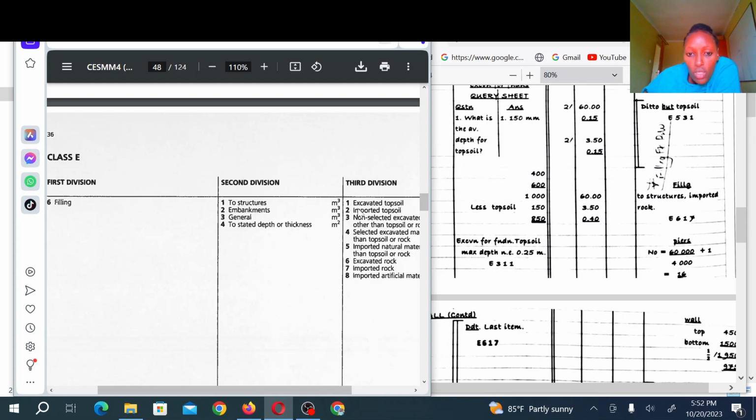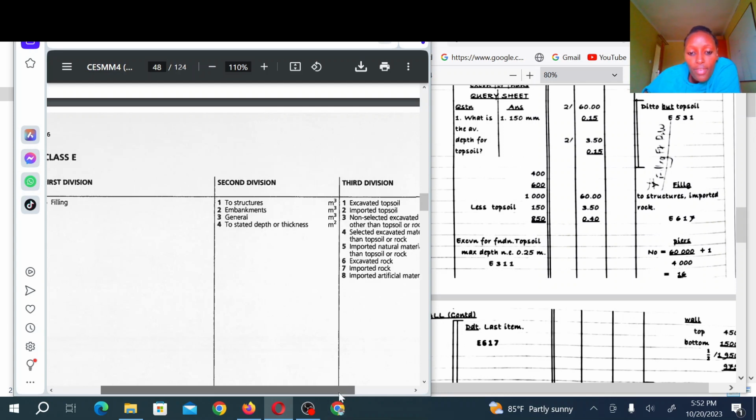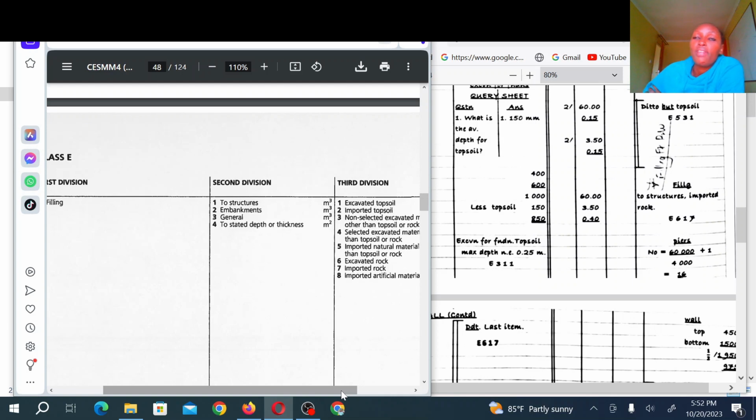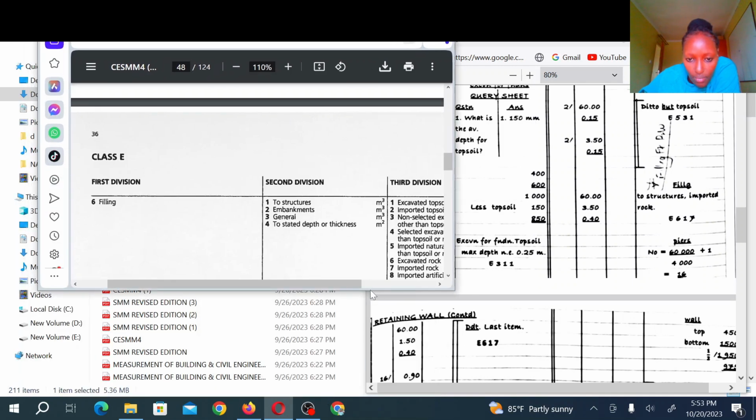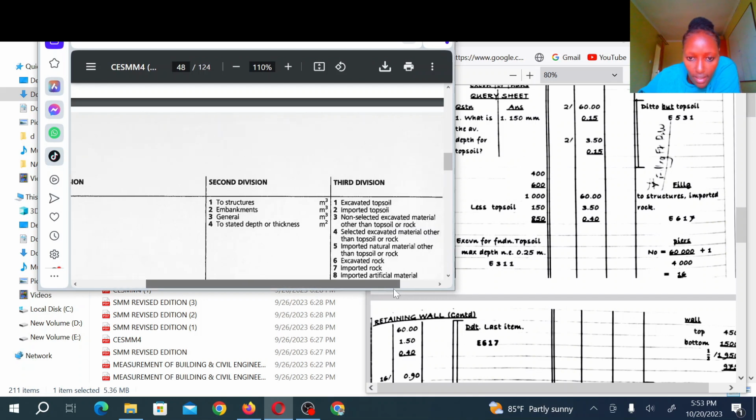Then we shall be using imported rock, because for that one, where we have the filling above the concrete for the retaining wall, we can only fill using rock. So once we are getting the quotation, the coding shall be class E filling structures imported rock. So it shall be E617. You see, imported rock is number 7 here.